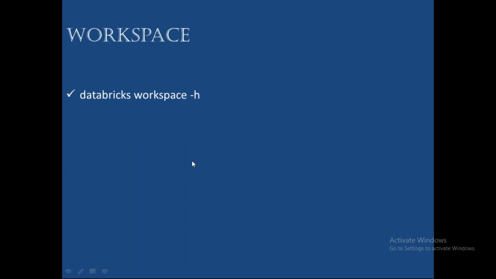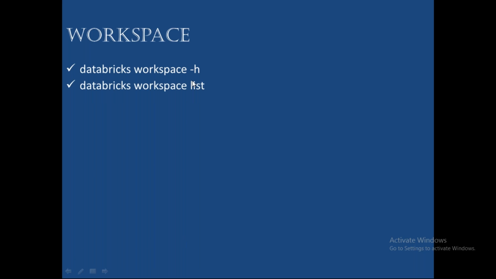So here you can see workspace. Databricks workspace -h. Why am I always using -h? Because you will get to know what all things you can do in the workspace if you use help. So list. You are going to get all the folders which you have in your Azure Databricks. Next, list /users. So I will get some information saying users, shared.